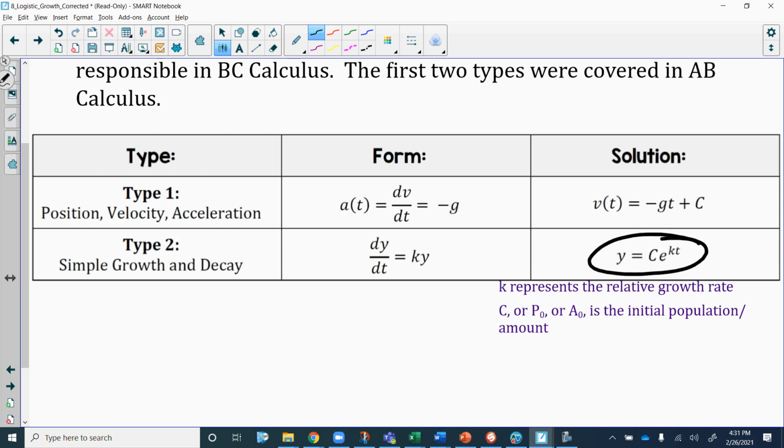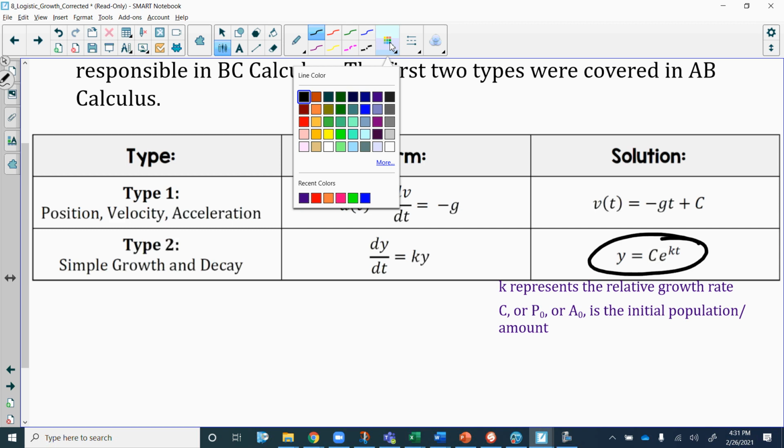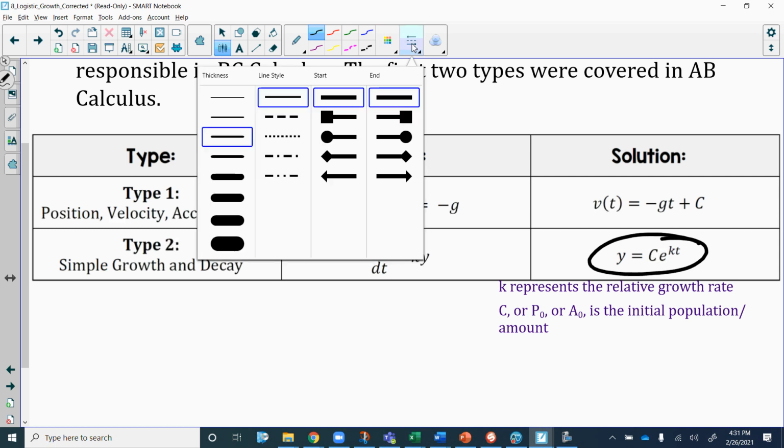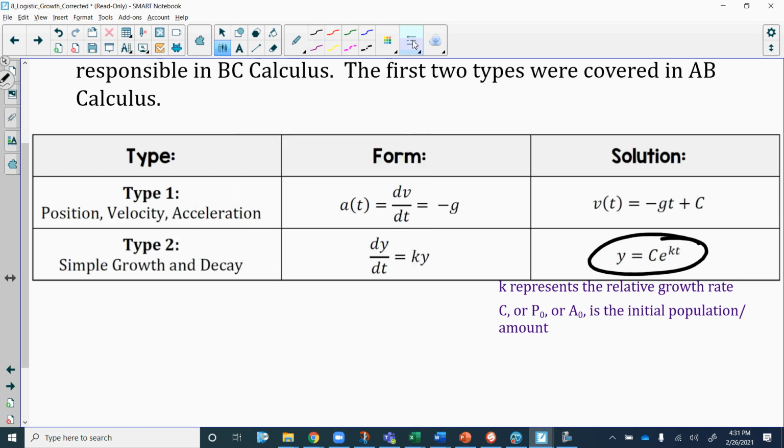Sometimes they see it as, I don't know why my marker is so thick here. I don't like it that thick.